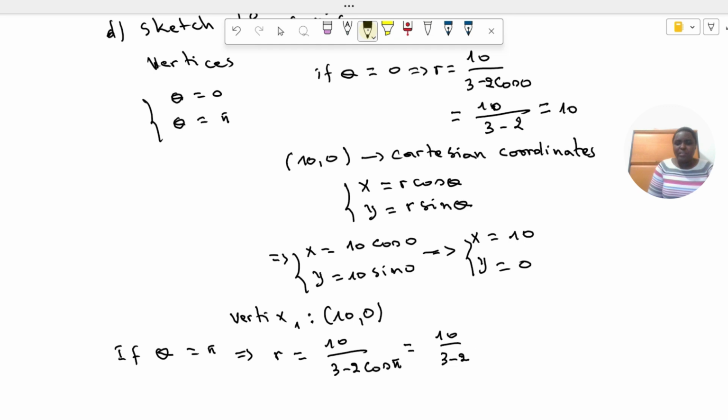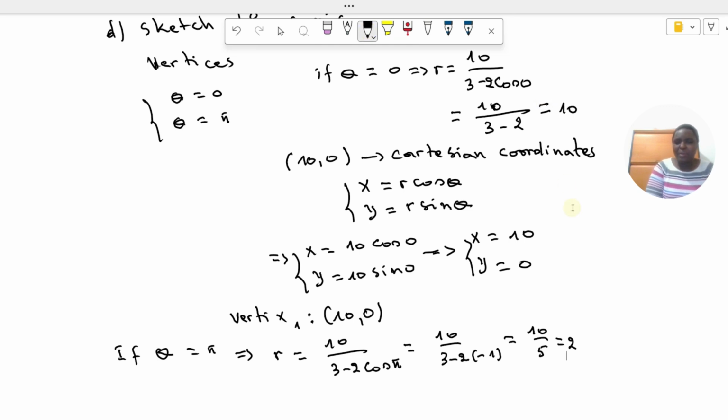And cosine of pi is minus 1. So minus 2 times minus 1, this will be equal to 2. So this is equal to 10 over 2. Oh, not 10 over 2, 10 over 5. 10 over 5, which is equal to 2.